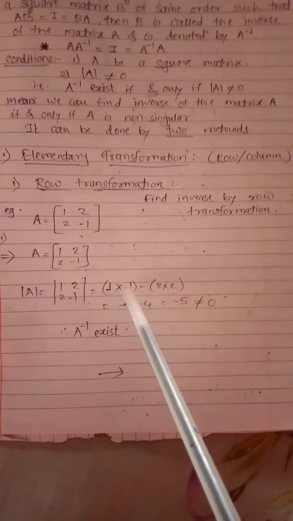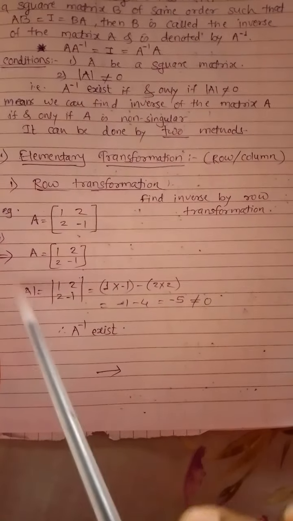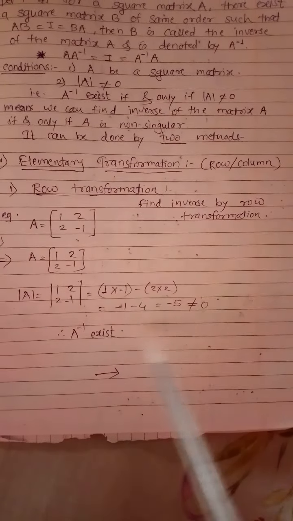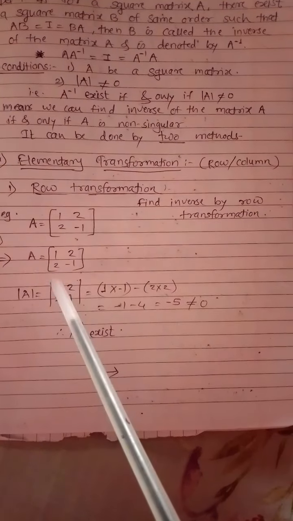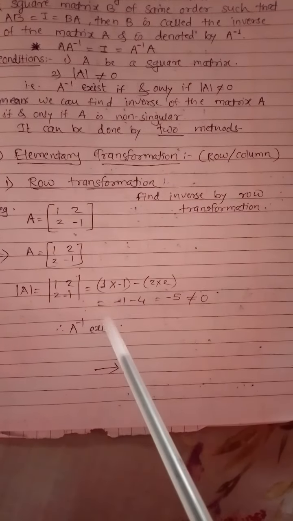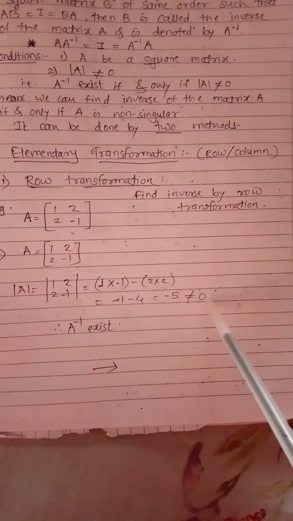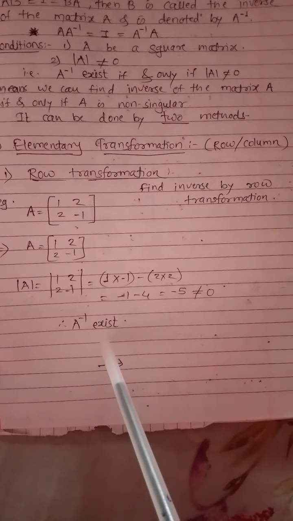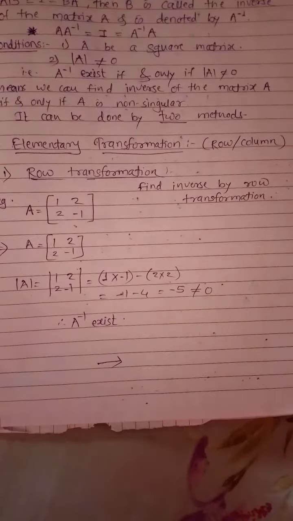So before finding the inverse, you have to find the determinant of the given matrix. This is your first step to find the inverse. If the answer is not equal to 0, then and only then can you find the inverse. That is why the inverse exists. So what is the next step?